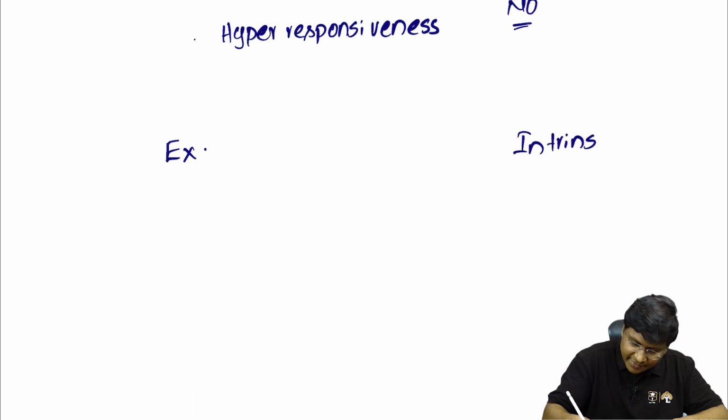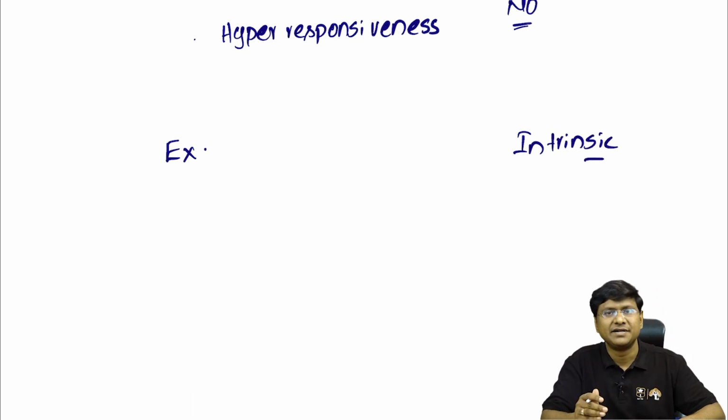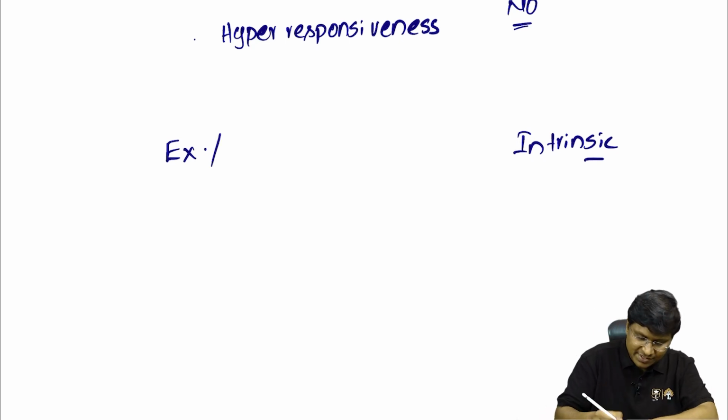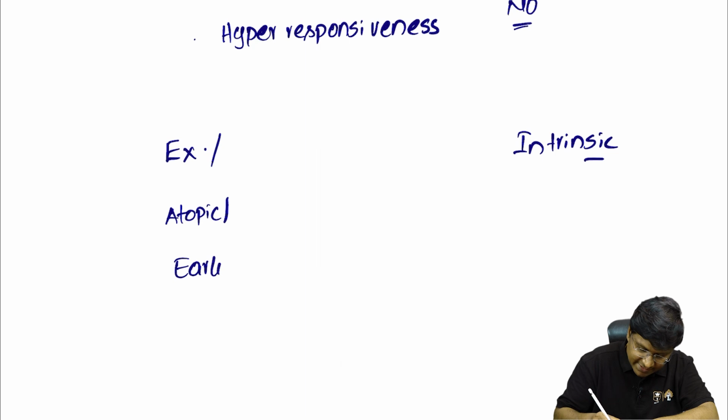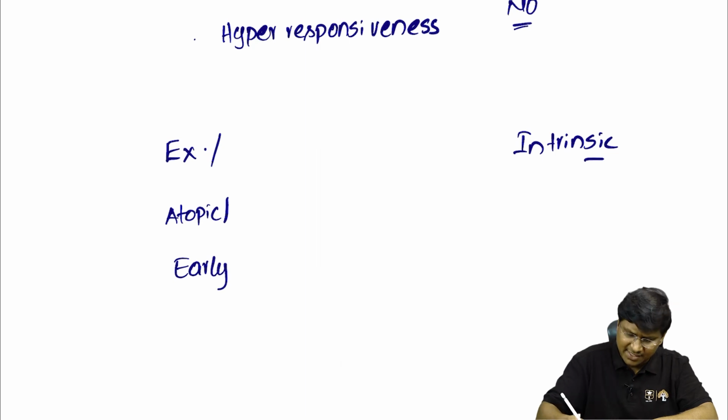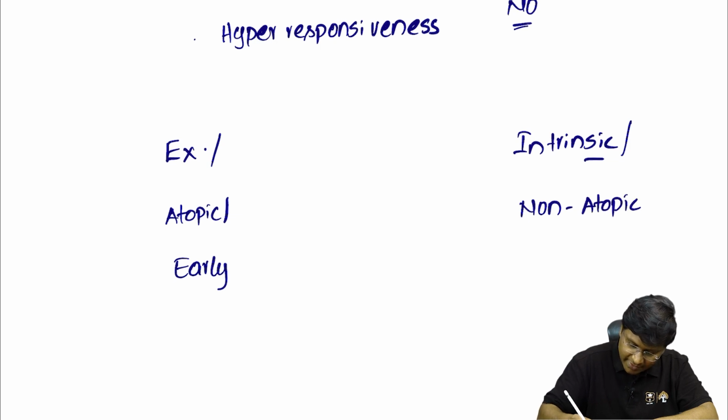In bronchial asthma, we have extrinsic asthma and the other one is intrinsic asthma. What exactly is the difference between them? Extrinsic asthma is also called atopic asthma, or early onset asthma. Whereas intrinsic asthma is also called non-atopic asthma, or late onset asthma.